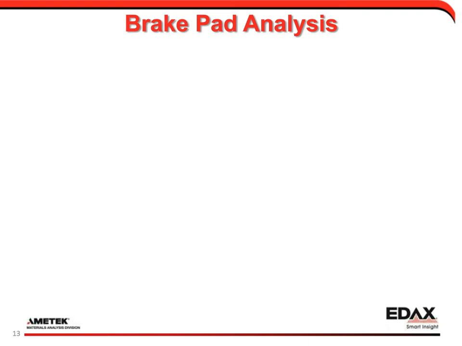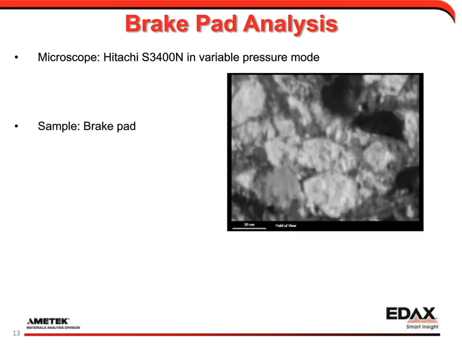So let's apply that to an actual sample. We used our Hitachi S3400N microscope. It's in variable pressure mode for this analysis because the sample is our brake pad. See, this is the same image as I showed you before. Brake pads are not exactly conductive, and that's why we need the variable pressure mode. I'm running this at fairly high current, which is why this image is looking slightly blurry, and we could probably have done that better, but we're not really interested in the imaging for this. We're interested in the X-rays.